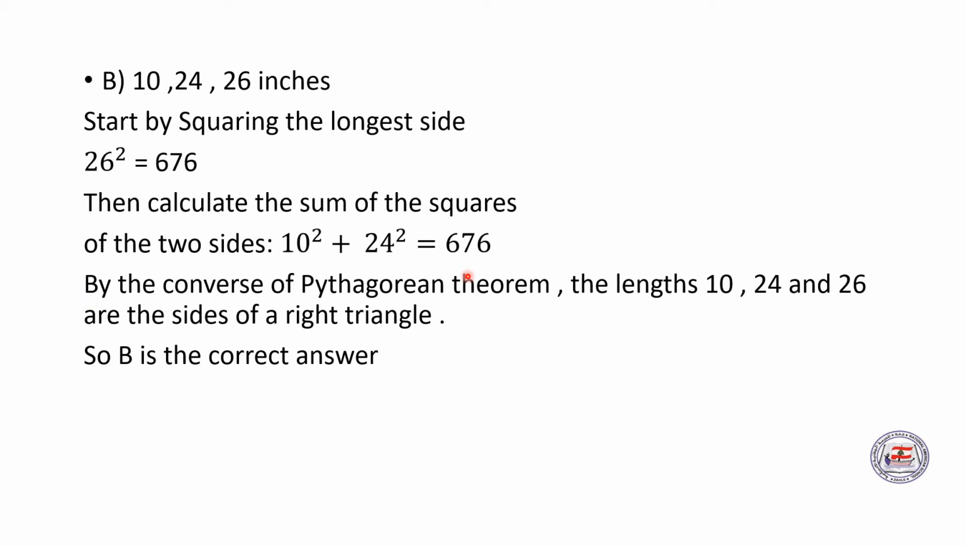Since the two calculated amounts are equal, we can say that by using the converse of the Pythagorean theorem, the three sides represent the sides of a right triangle. So between the two choices A and B, choice B is correct.